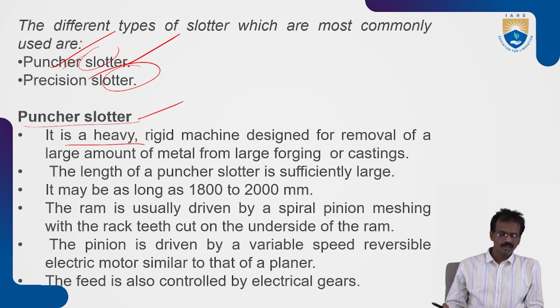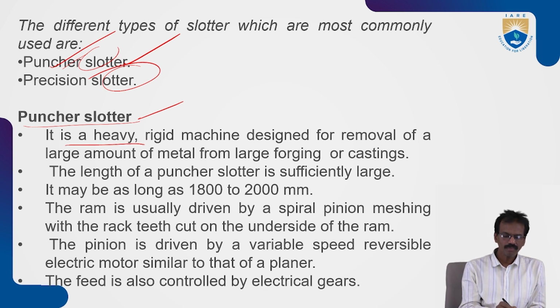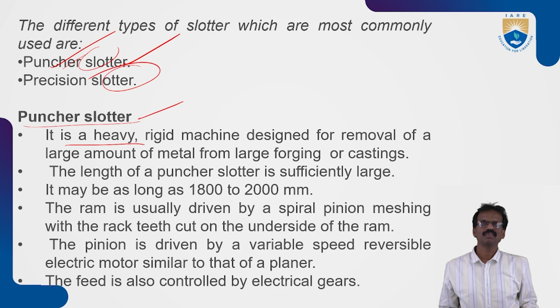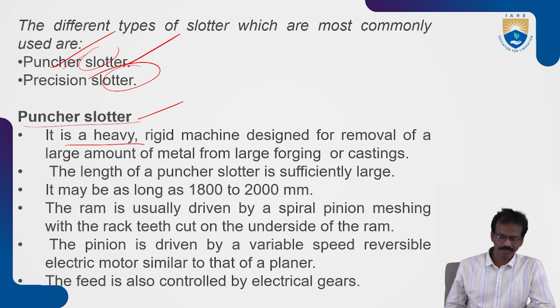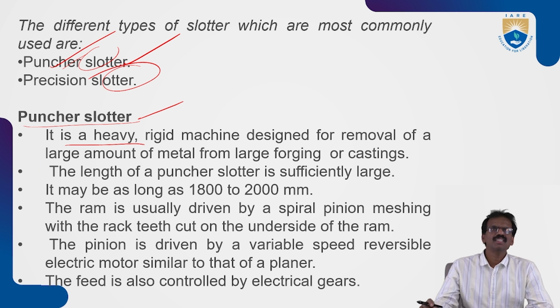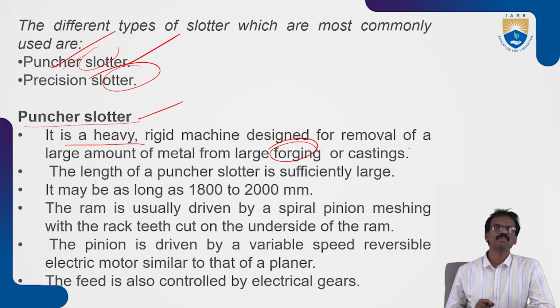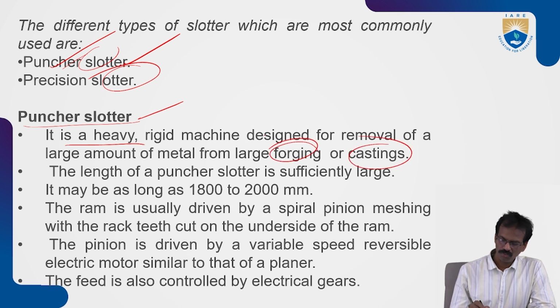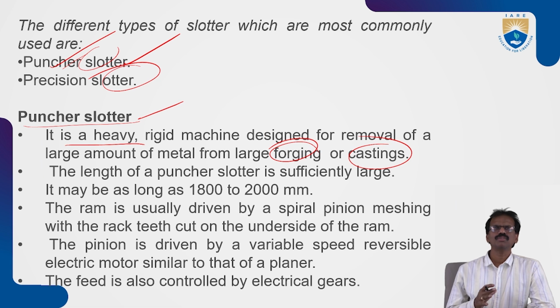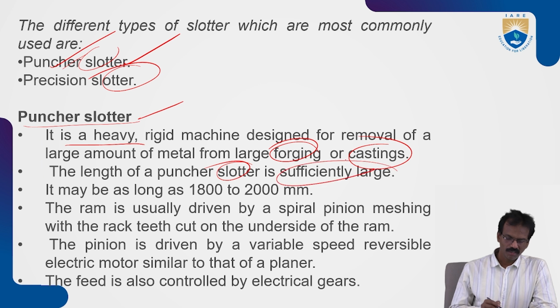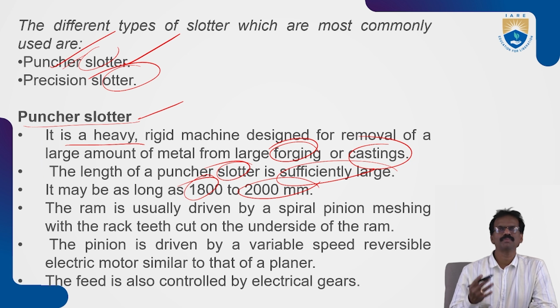Okay, it is a heavy and rigid machine designed for removal of a large amount of metal from large forgings and castings. Okay, so for a large amount of cutting, we'll prefer the puncher slotter. The length of a puncher slotter stroke is sufficiently large here. It may be as long as 1800 to 2000 mm.